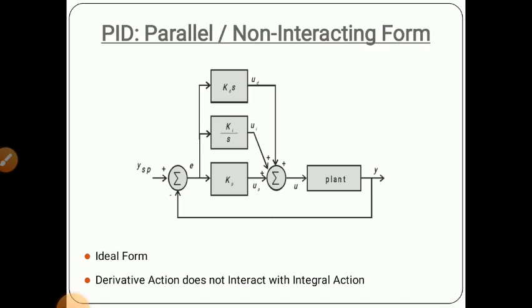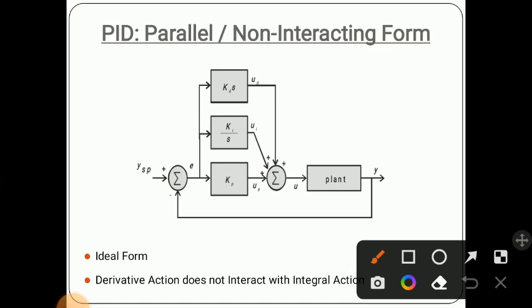In the blocks, the transfer functions of all three are written. Here Kp is written, which is the transfer function of the proportional system. Ki upon S is the transfer function of the integral system, and Kd into S is the transfer function of the derivative system. Now the question is how you get these transfer functions.